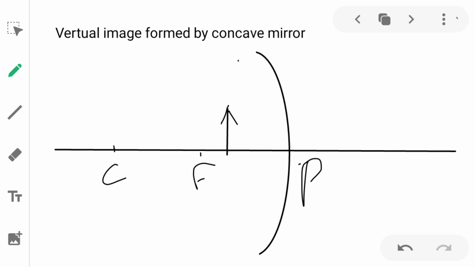So again, here we can consider two rays among the three. The first ray that I can consider is parallel to the principal axis.